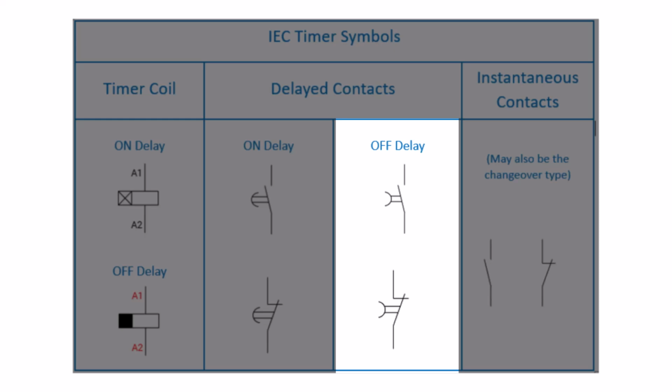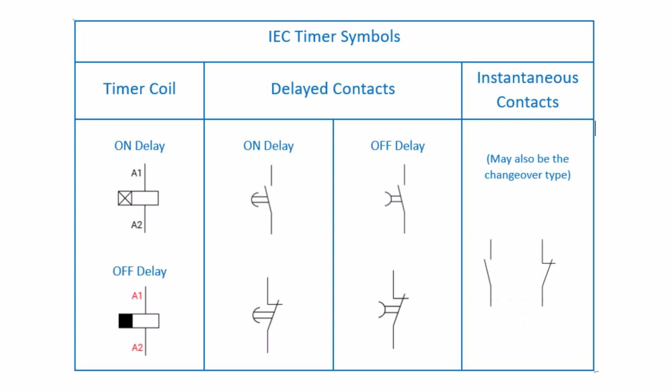When reading a diagram with off delay contacts, you must note that the contacts change state as soon as the coil and control signal is energized. The off delay contacts change back to their original state when the control signal is de-energized and the off delay time has elapsed. Spend some time and study the table of symbols.